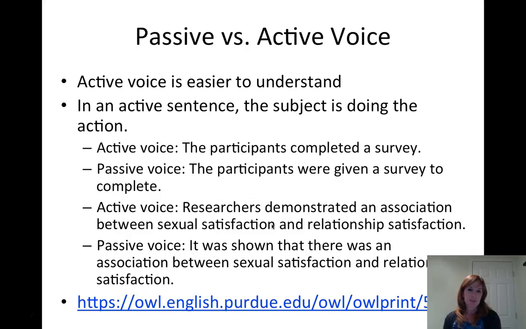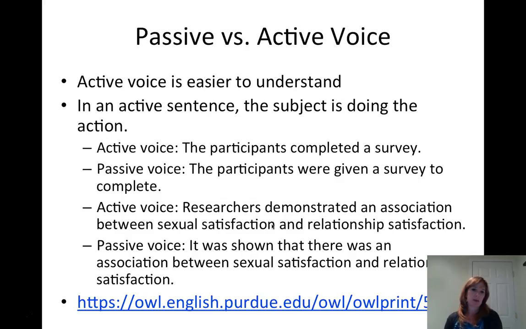So in that first example, the active example, the participants are the ones who are doing the action. So the subject of the sentence is actually doing the verb, the action in the sentence. Whereas in the passive voice version, the participants were given a survey. So whoever gave the survey to them is actually not included in this sentence at all.